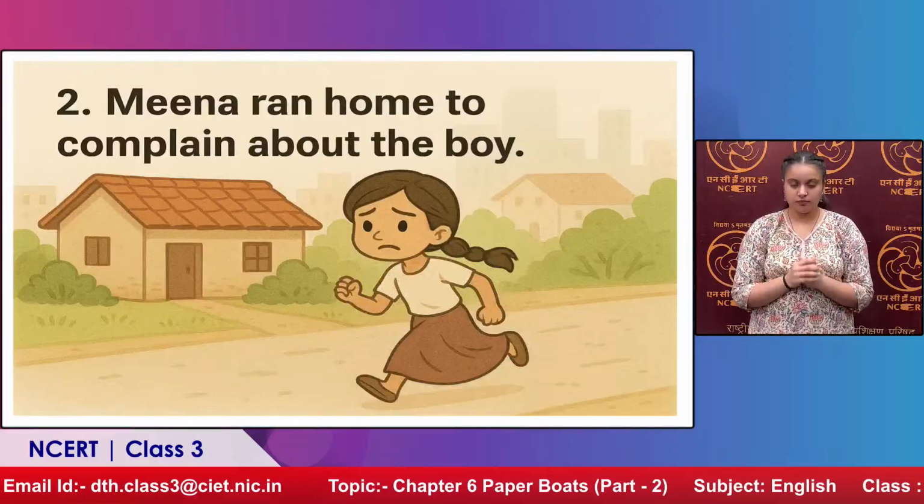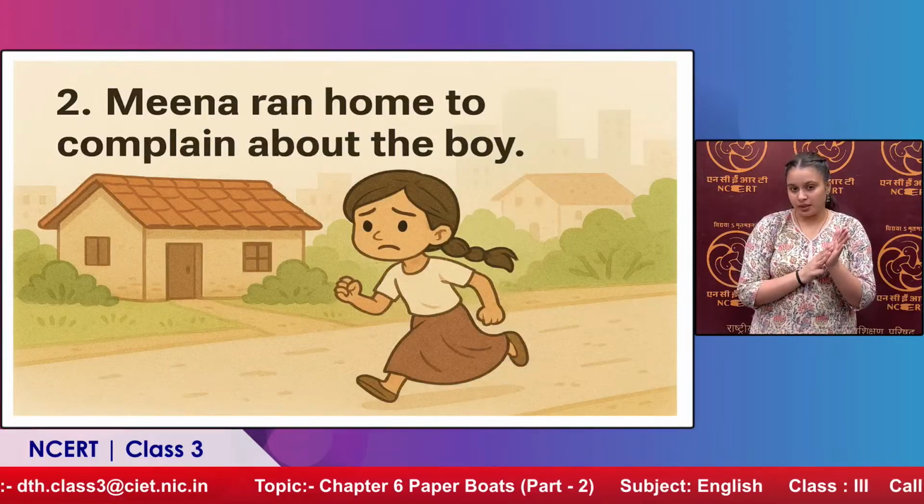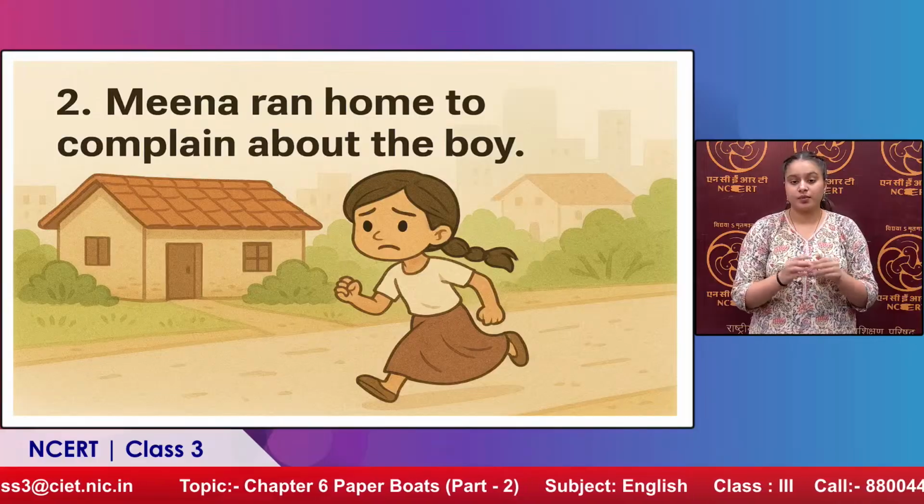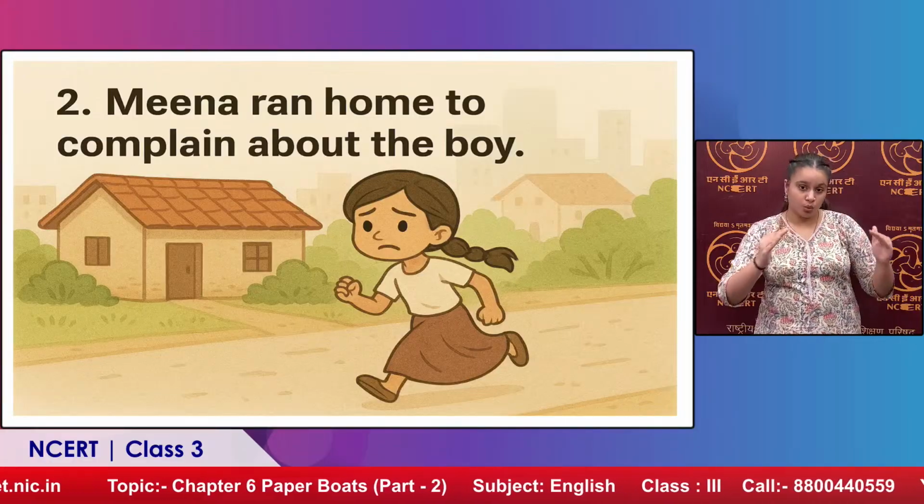Okay, next one. We can see Meena is running, I guess, and the statement is, Meena ran home to complain about the boy. Is this statement correct or incorrect? It's false. Yes, absolutely, it is false. Meena didn't go home. She confronted the boy herself, saying he shouldn't be doing this because she is putting way too much effort into making all those paper boats, and the boy is overturning the paper boats, which is not a good thing.